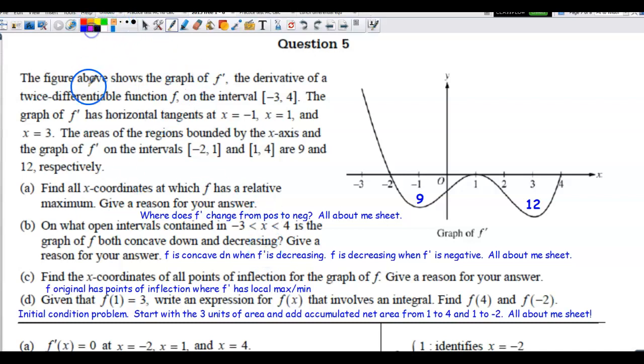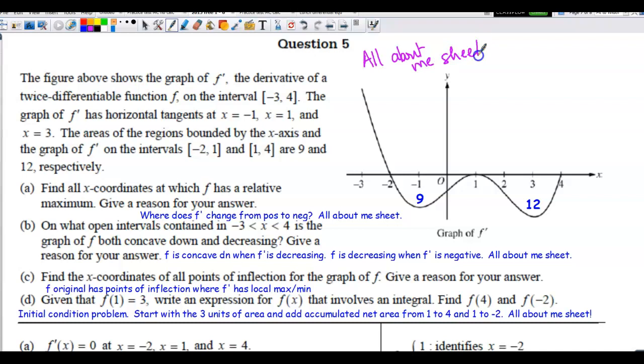Question number 5. The figure above, to the right, shows the graph of f prime, the derivative of a twice differentiable function f. Twice differentiable means that there is a first and a second derivative. It also implies that the first derivative is continuous and the original function is also continuous, because differentiability implies continuity. So we may need to know that. Now I'm feeling pretty confident that this problem is a classic all about me sheet problem.